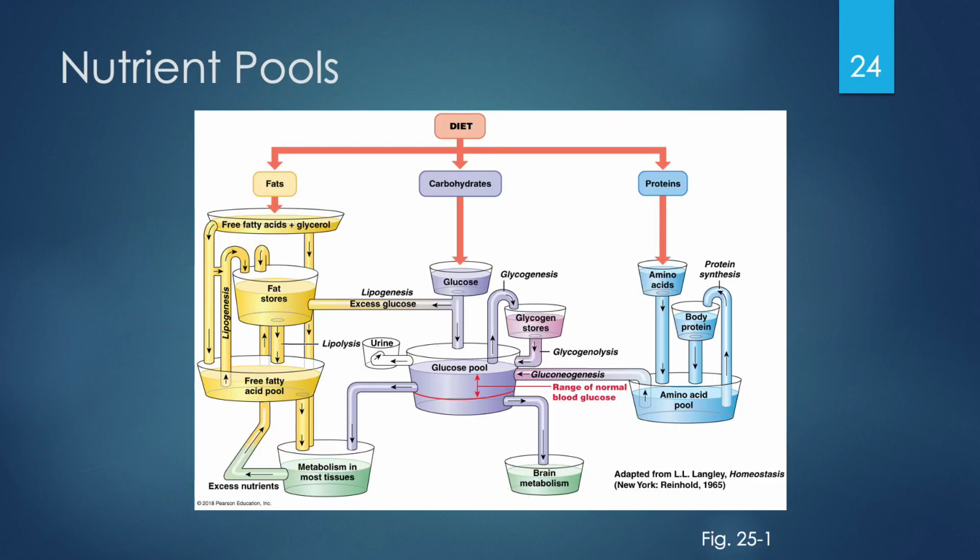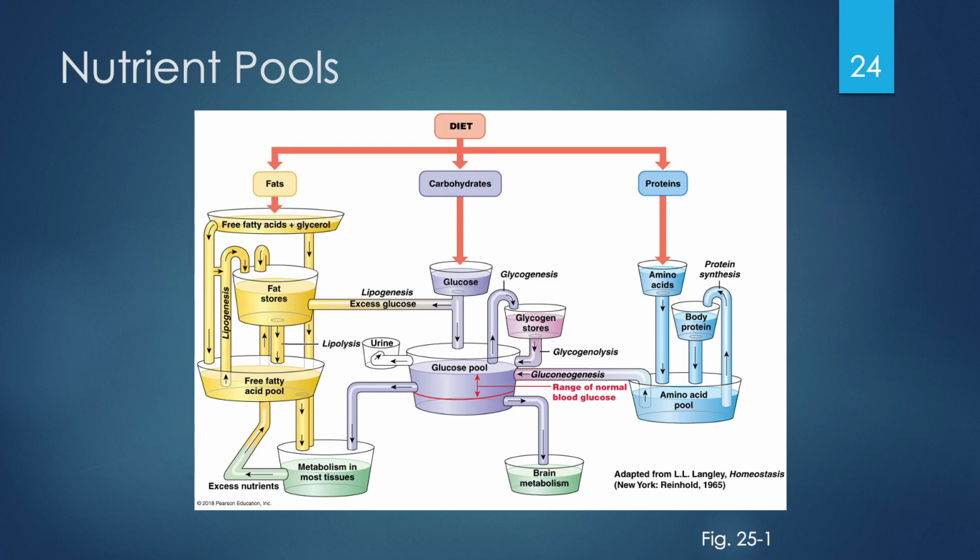Figure 25-1 in your text shows you how we metabolize all of these organic nutrients and then how this creates nutrient pools for our body to draw from. So it's kind of a complicated image, but we'll walk through it step by step. Starting at the top, you'll see that we have our diet. Everything that we consume is included in this category. So that includes fats, carbohydrates, and proteins.